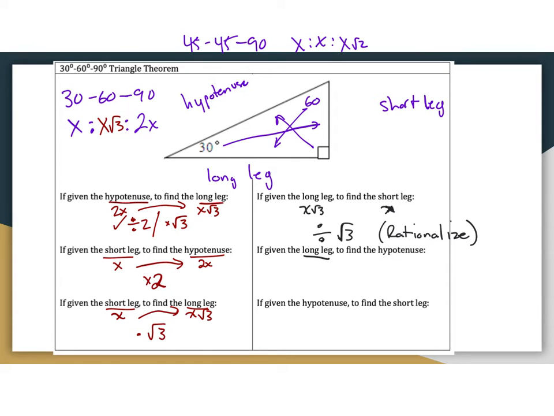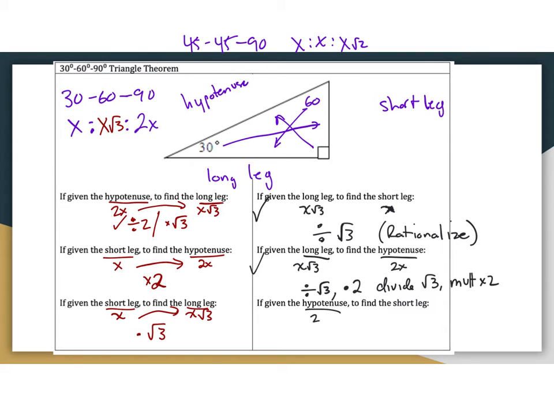So a long leg, x square root of 3, to find the hypotenuse, 2x. This is going to be similar to the one above it. I'm going to divide by square root of 3, and then I'm also going to multiply by 2. These two are definitely the trickiest ones to handle. The other ones don't require too much trickery or too much concentration.